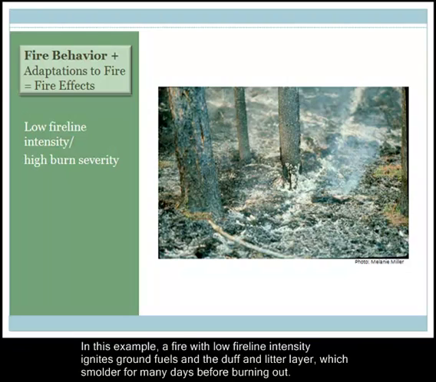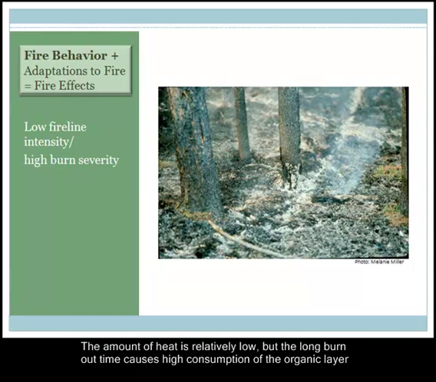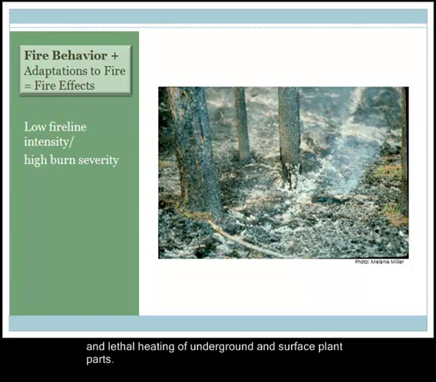In this example, a fire with low fire line intensity ignites ground fuels and the duff and litter layer, which smolder for many days before burning out. The amount of heat is relatively low, but the long burnout time causes high consumption of the organic layer and lethal heating of the underground and surface plant parts.